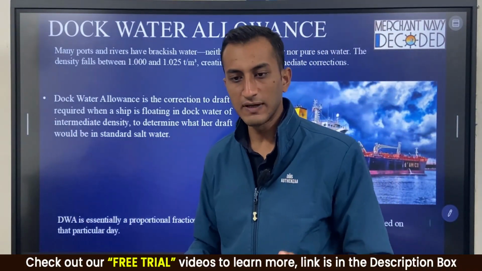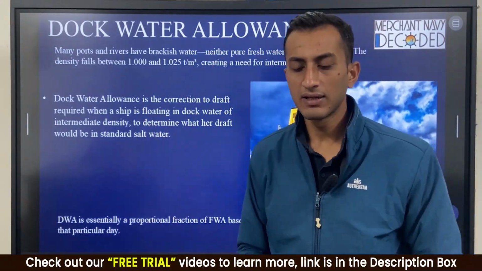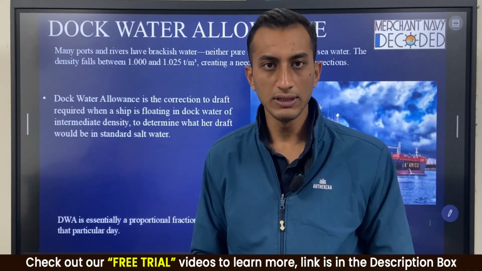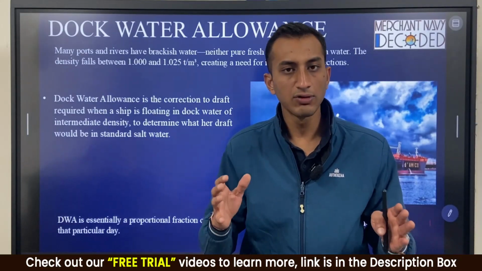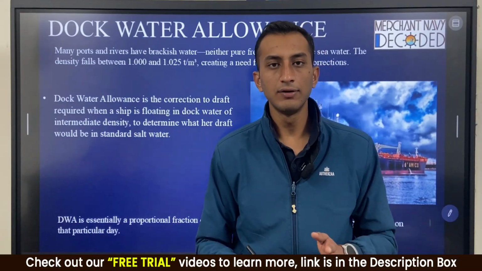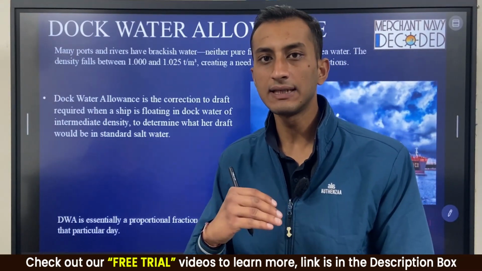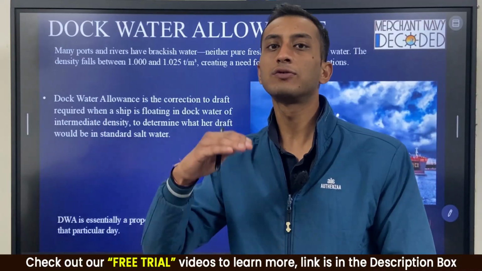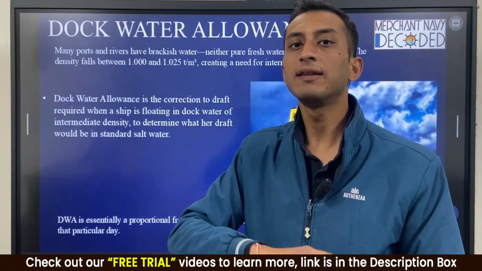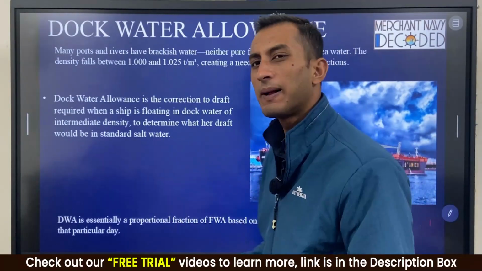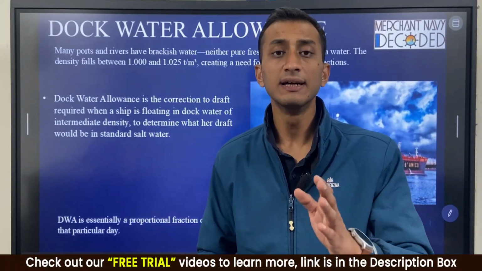If you have confusion about what this is, it is simple. It is just telling that in port you are in dock water at some density, and you load some amount of cargo on board. While you are loading cargo, you would know that your ship will rise because of the density going from 1.015 to 1.025, or from any density like 1.018 to 1.025. So the maximum limit that a ship can be loaded is her summer draft.